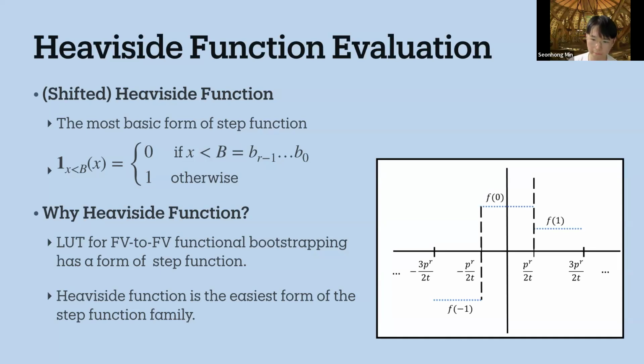So for example, if the input message is 0, then the value of the noise encoding of 0 varies from minus p to the r over 2 to p to the r over 2. So basically FV to FV LT has some kind of step function form. So it is very natural to look at the easiest form of the step function family, the Heaviside function.